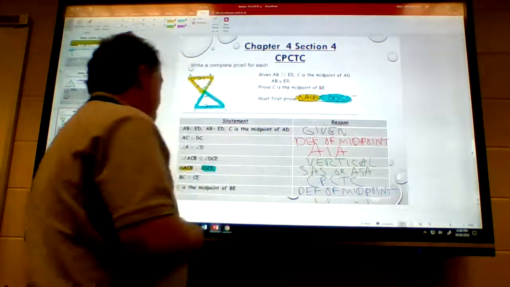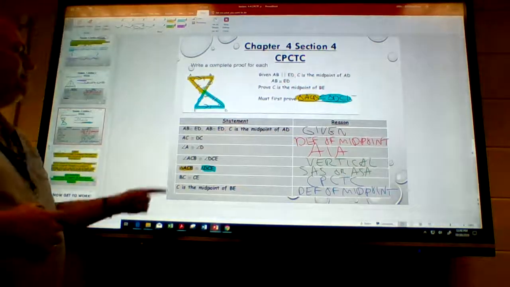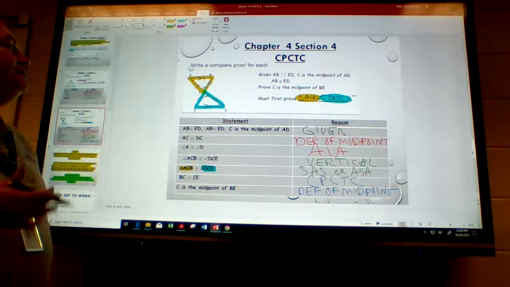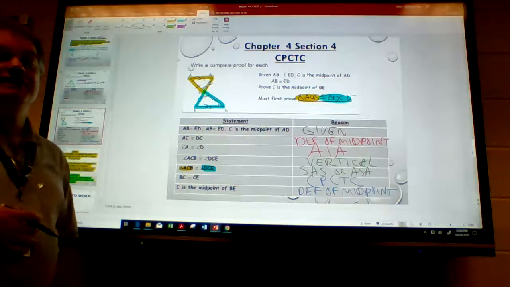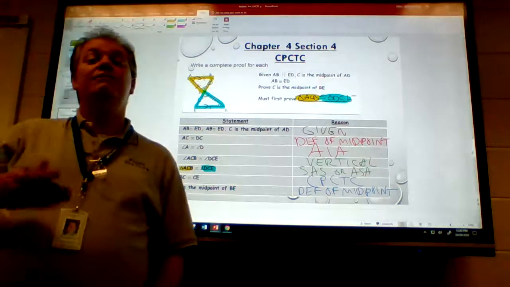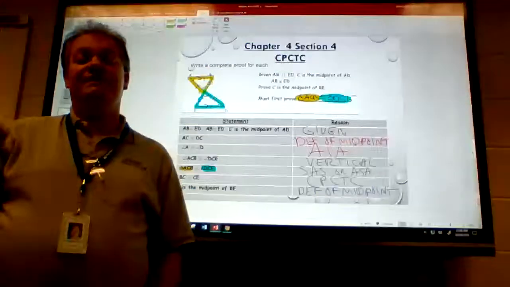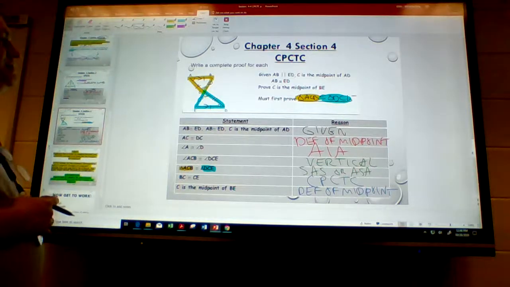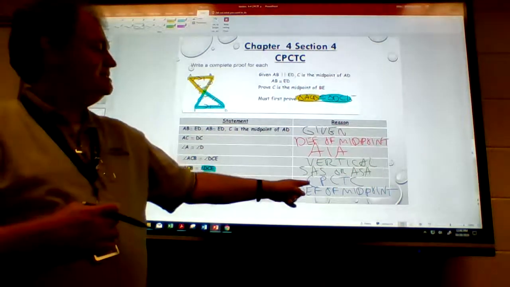All right. So to sum it all up, I didn't even need this step right here. I could have just done it with what I had, but I went ahead and went an extra step. And sometimes you can do that. You can go extra steps. You just have to make sure you have enough steps in there. So, all right. So that's that. But notice, I did not use CPCTC here.